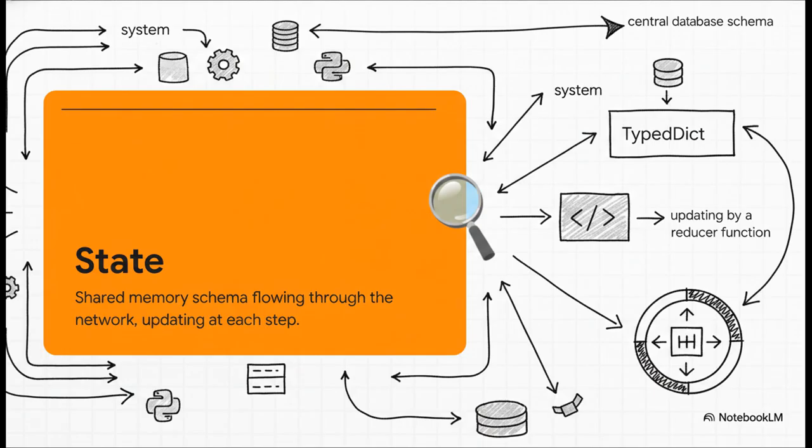Our first building block is state. Think of state as the shared memory, or maybe the central nervous system, flowing continuously through your application. In Python, this is usually just set up as a simple typed dict. As your agent works, the state carries the original prompt, catches any intermediate data, and holds the final output. It's constantly being updated by a reducer function as it moves from start to finish.